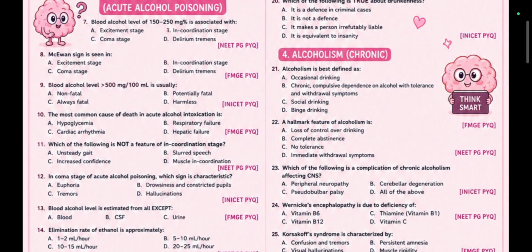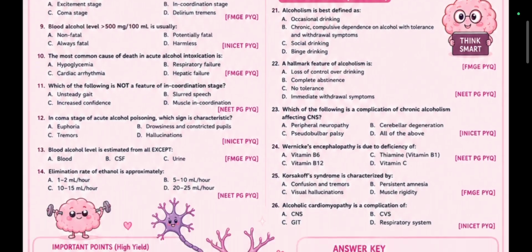21. Alcoholism is best defined as: occasional drinking, chronic compulsive dependence on alcohol with tolerance and withdrawal symptoms, social drinking, binge drinking. Option B. A hallmark feature of alcoholism is: loss of control over drinking, complete abstinence, no tolerance, immediate withdrawal symptoms. Not immediate, 6 to 12 hours. The earliest sign is seen in 6 to 12 hours. And what is the earliest sign? Think, tell me. Yes, tremors are the earliest sign. So the answer is option A.